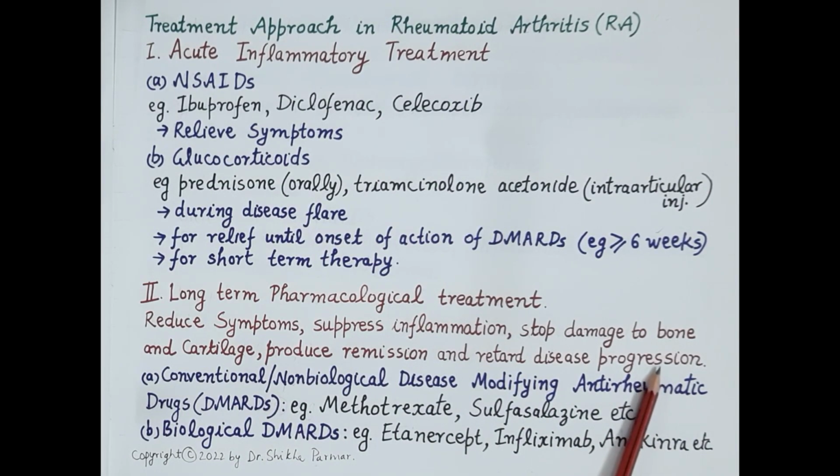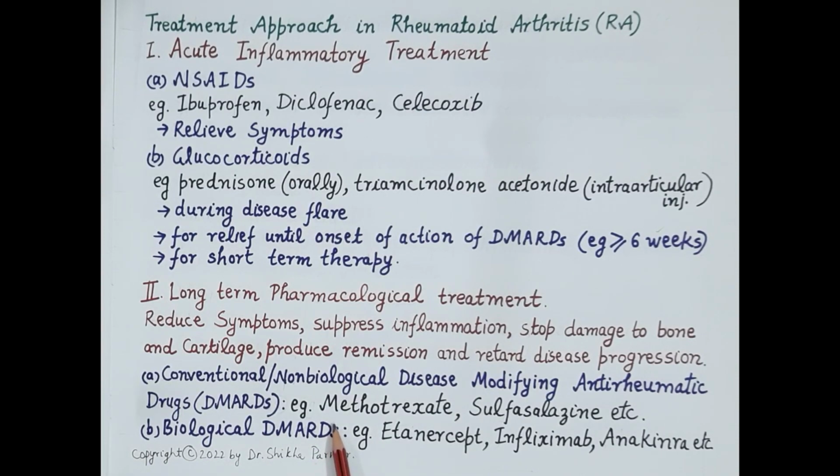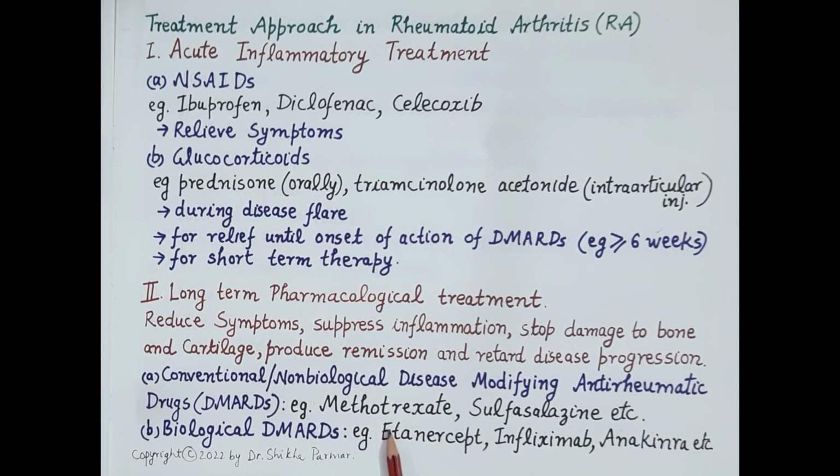That is, they stop or retard the disease progression. And as discussed, these DMARDs are of two types: conventional or synthetic or non-biological DMARDs and biological DMARDs. So this is the treatment approach in rheumatoid arthritis. Now let's first discuss pharmacology of conventional or synthetic or non-biological DMARDs.